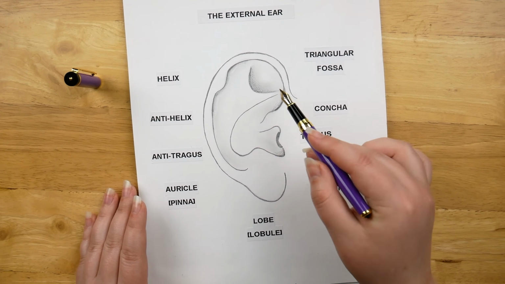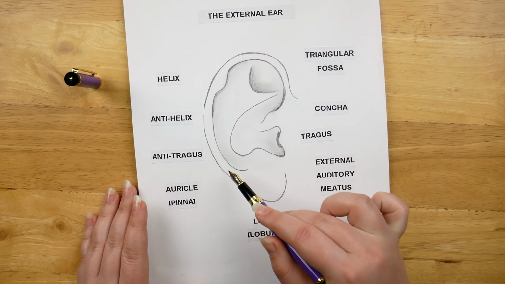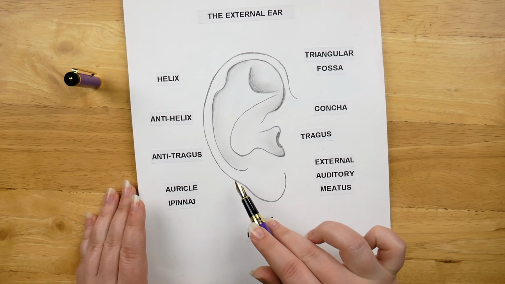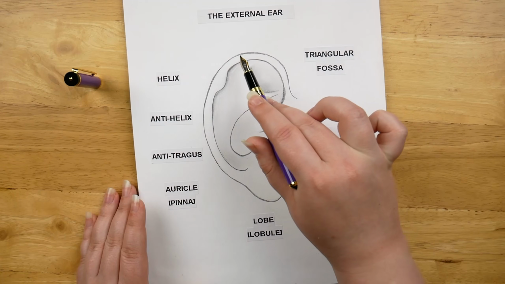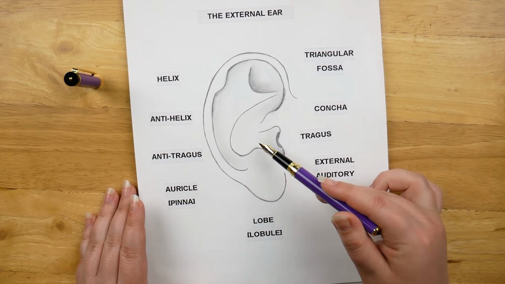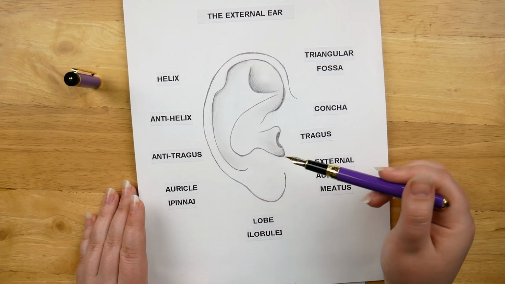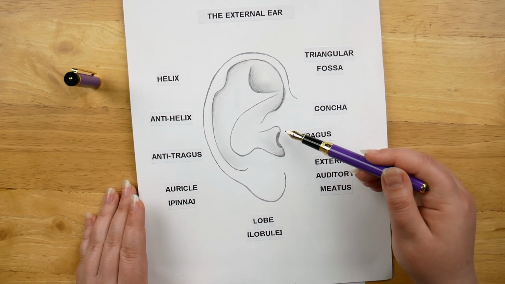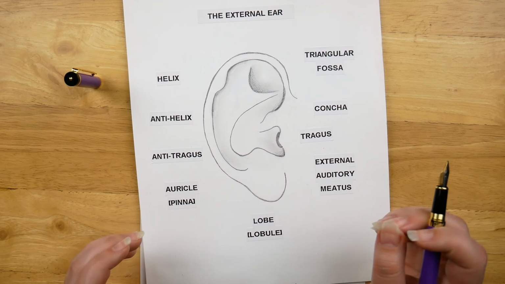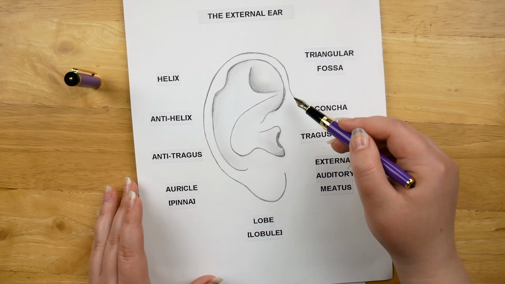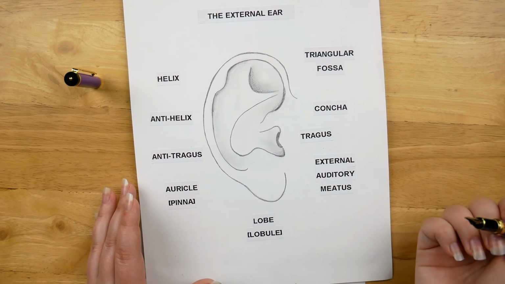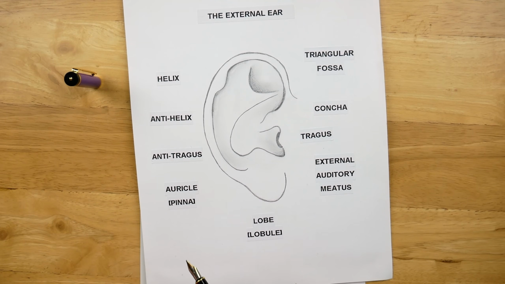So your anatomy here that we work with is all in this area, from the lobe up the helix here, the triangular fossa, the concha, the antihelix, antitragus, and tragus. These are all places that we have different points and that we can stimulate in order to both diagnose and treat different health conditions.